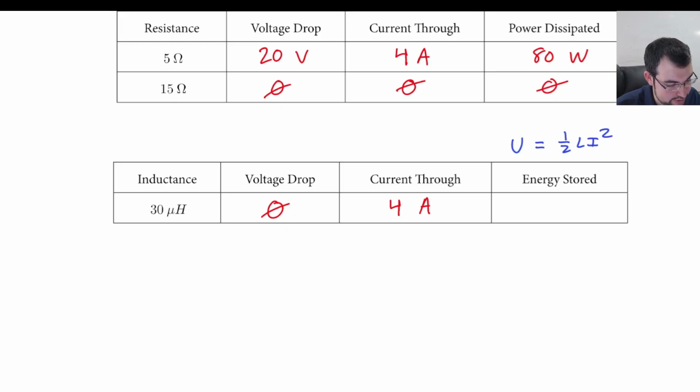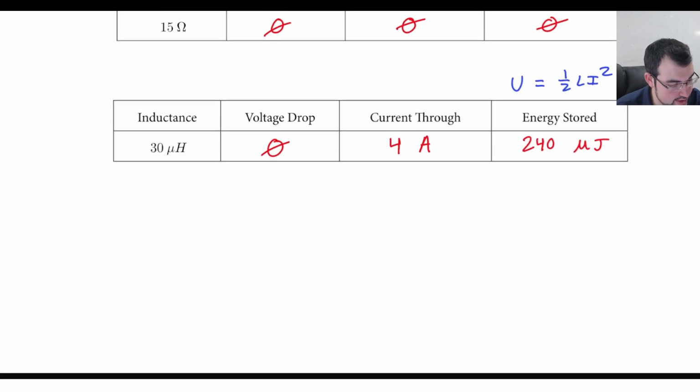So I get half of 30, which is 15. And then I squared would be 16. Sorry, we got to do this in our head. Oh, what is that? Let's just do it the other way. Current through, so square that, I get 16. I get 8 times 30, 240 microjoules. Man, I hope that's right. Should be, because half of 16 is 8. 8 times 30 is 240.